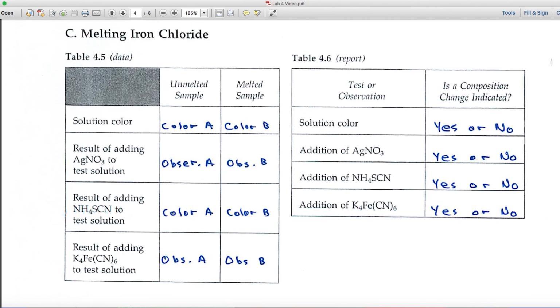Melting iron chloride. Well, here we've jumped up from 2 to 4 different tests. We're looking at the color of the untreated sample and the melted sample. What happens when we add silver nitrate? We'll make observations. What happens when we add ammonium thiocyanate? And again, we'll look at the color. And potassium ferrocyanide, we'll look at the observations there. And we'll compare over here in the report part.